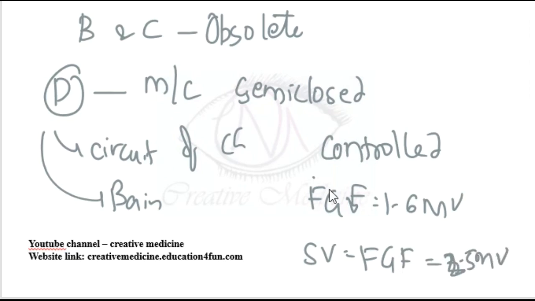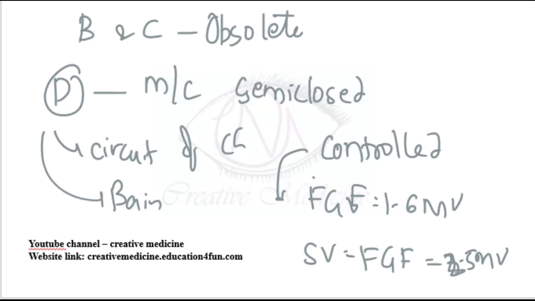Pediatric semi-closed circuits. In Mapleson D, for spontaneous ventilation, fresh gas flow is equal to 2.5 times the minute ventilation, whereas fresh gas flow for controlled ventilation is 1.6 times the minute ventilation.